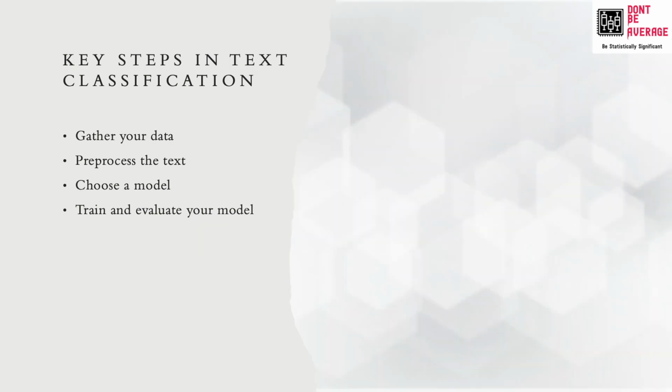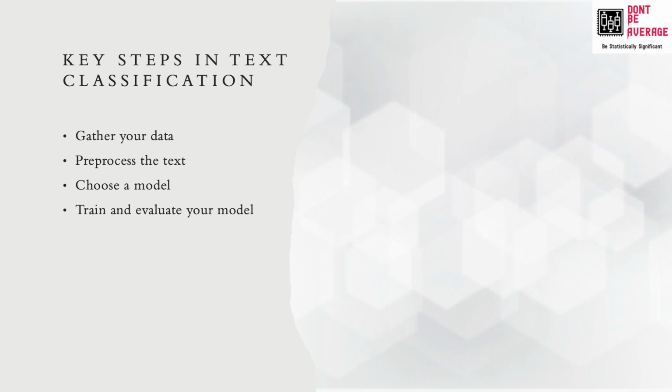Now, the key steps in text classification, in a very simple manner. Step one is you have to gather your data. You need examples of texts with their labels, the labels in which you have to categorize it. In the case of email filtering, you need some examples of emails which are spam, and you also need some other examples of emails which are not spam. So this kind of data you need to first gather if you want to classify an email as spam or not spam.